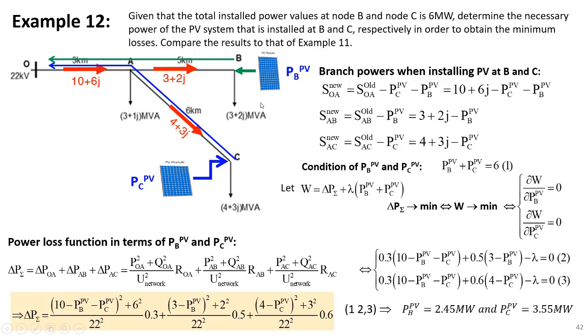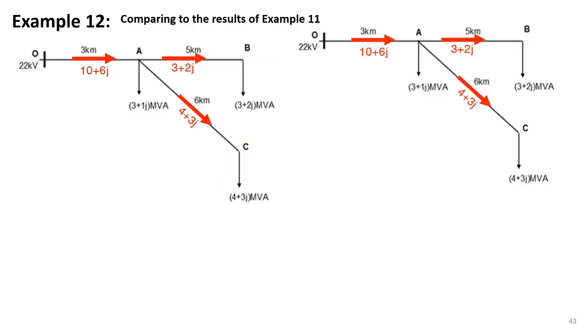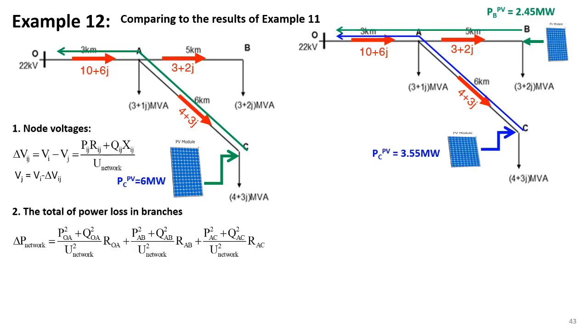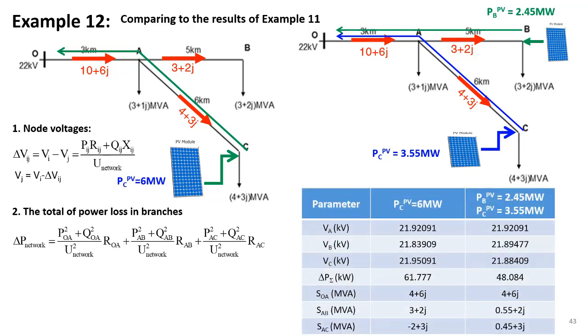That means now we can separate the PV system, originally a 6 MW PV system at node C, into subsystems, one with the power 3.55 MW and the other at node B with the power 2.45 MW. To compare with example 11, we calculate again all related circuit node voltages and power losses. The power distribution in the two networks is of course different. The calculation formulae for the last circuit are shown here. And finally, we have a comparison table.